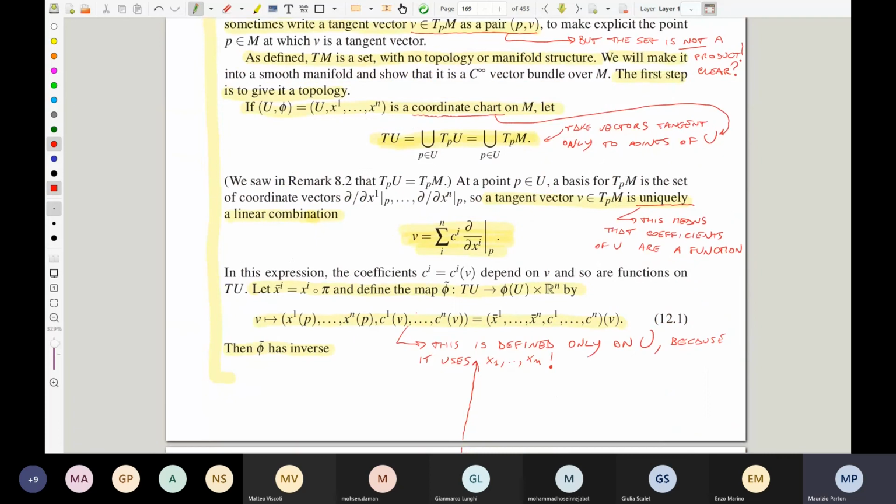For this reason, you need a chart. Yes, I'm working locally because to define a topology, I can work locally and then go globally in this way.